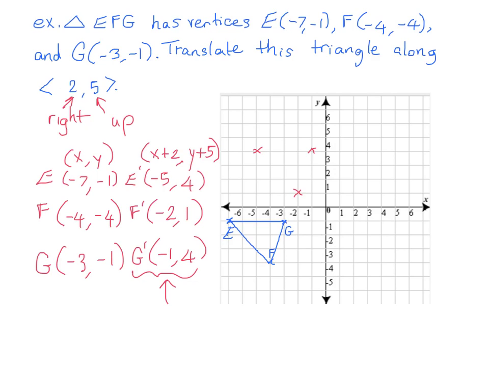And now we can draw our triangle. And as we can see, it shifted in that direction. And that's how a translation works. So again, we can shift up, we can shift down, we can shift left, we can shift right. It all depends on the instructions given to you by this translation vector that we'll always be given.